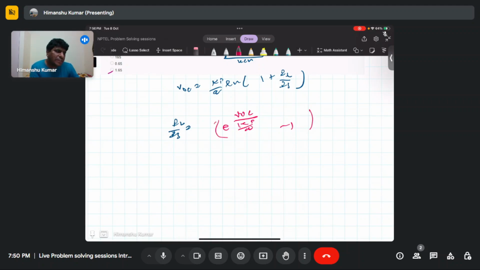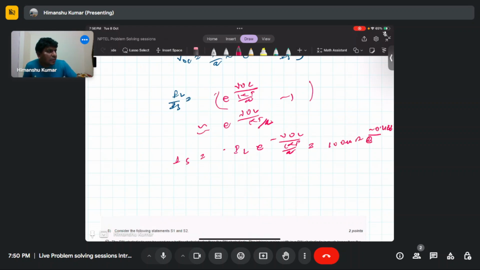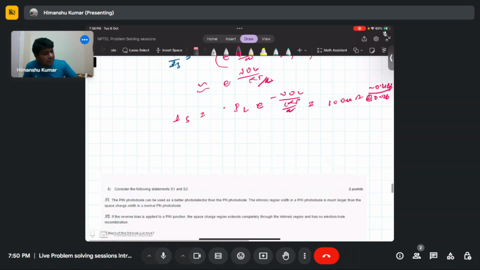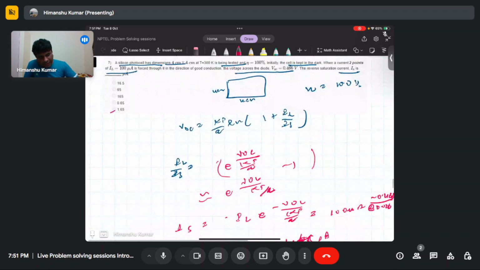In forward bias, where VOC is positive, you can approximate this as the exponential of VOC by KT by Q. If you take this to the bottom, IS will become IL times the exponential of minus VOC divided by KT by Q. If you put in the values, that is 100 microampere times the exponential of minus 0.466 divided by 0.026, you will find around 1.65 picoampere of current. So the correct answer will be the last one.